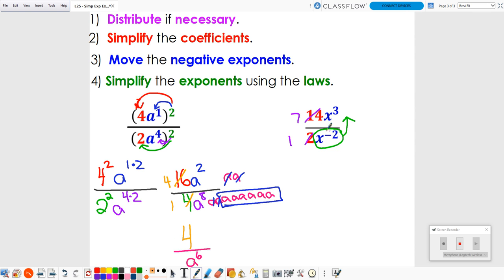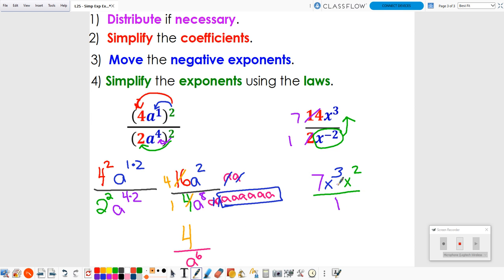So let's rewrite this. On the top I have 7. I have this original x to the power of 3. And now I'm going to move this x to the power of negative 2 up to my numerator. On the bottom here, all I'm left with is this number 1. This x to the power of negative 2 has moved up top here.